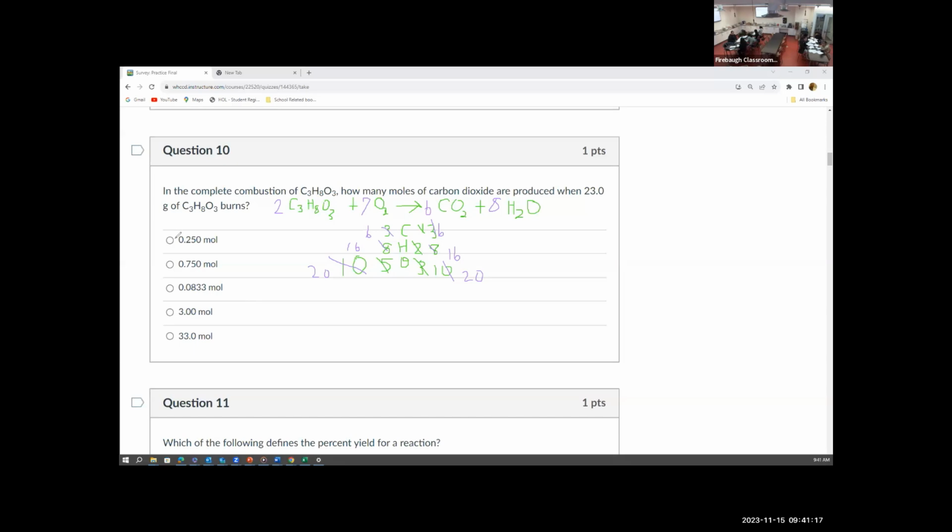What is my given? 23.0. And that's C3H8O3. Okay, now what am I gonna do? Because I know that this here is quantity, right? So that means moles or atoms or molecules, quantity. This is a mass. So what do I need to do?